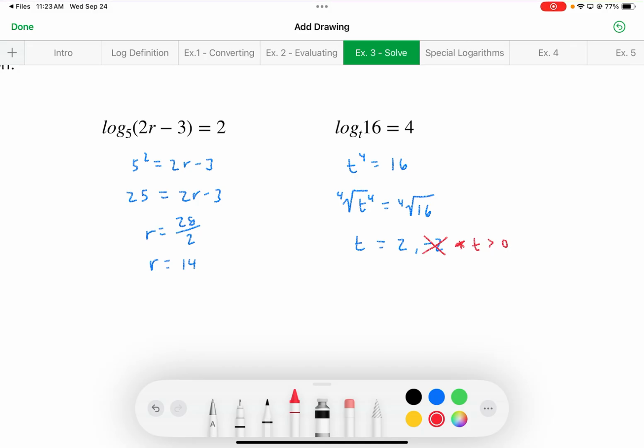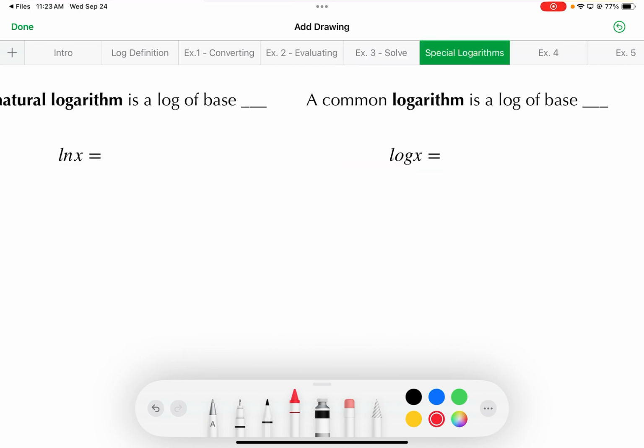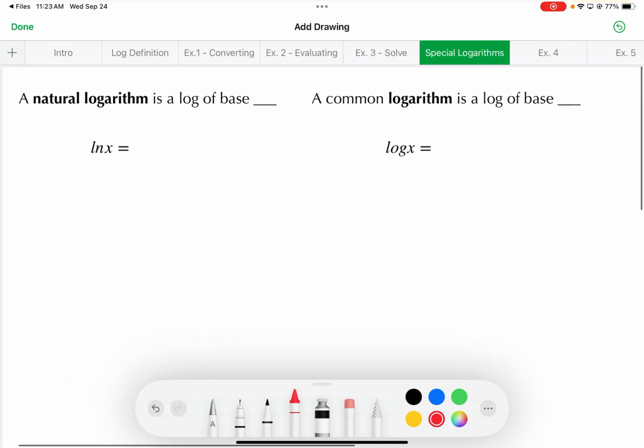All right, now a couple special logarithms next. Okay, so a natural logarithm is a log of base, anybody remember? E. And we have a special notation for it. If you see ln in front of a value, that ln represents natural log. Okay? So if I see ln of x, think that's the same as saying log base e of x.